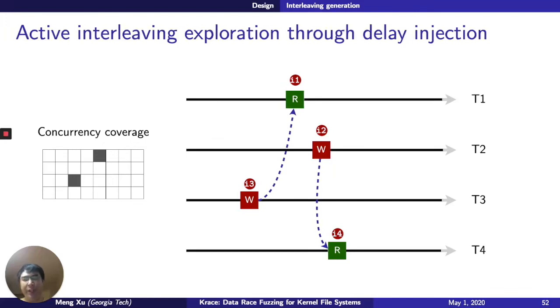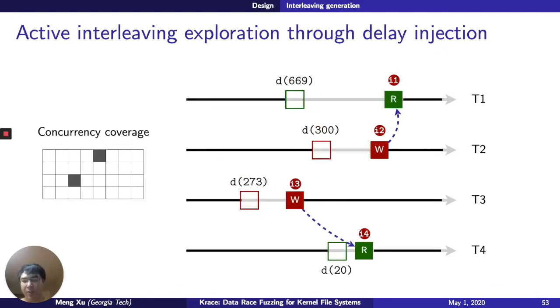The idea is, suppose right now all the reads and writes are going to the same memory location. Before we add in delay injections, the write at T3 is always defining the read at T1, and the write at T2 is always defining the read at T4. We have two bits marked in the bitmap. The next time we run the same seed, we're going to inject some delays before the reads and writes there.